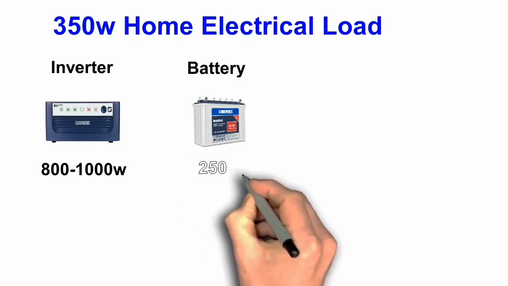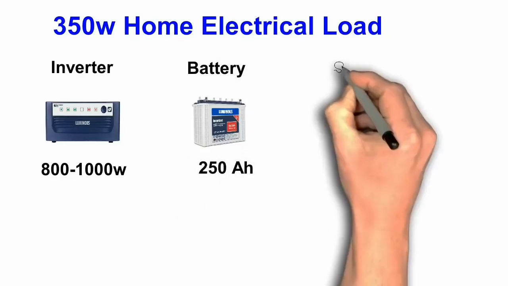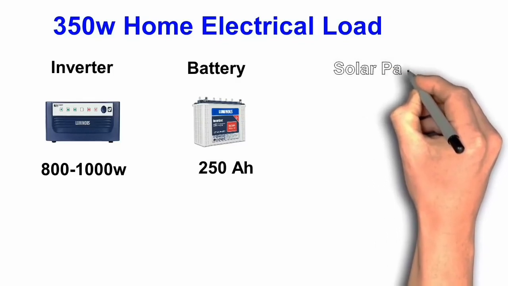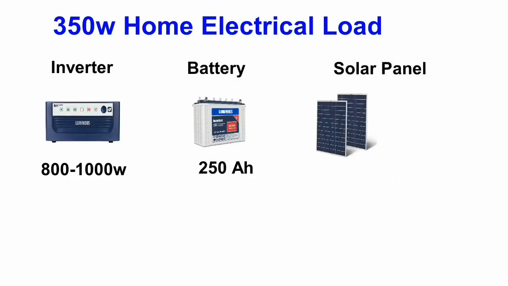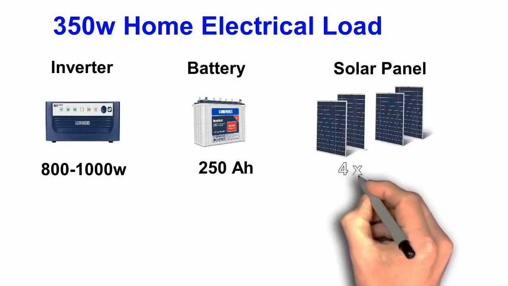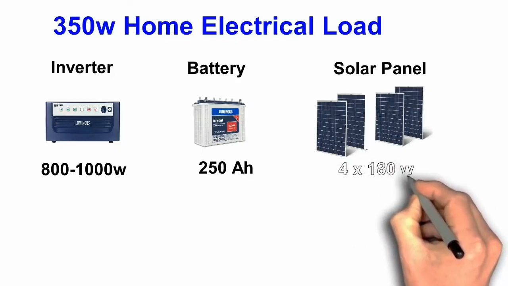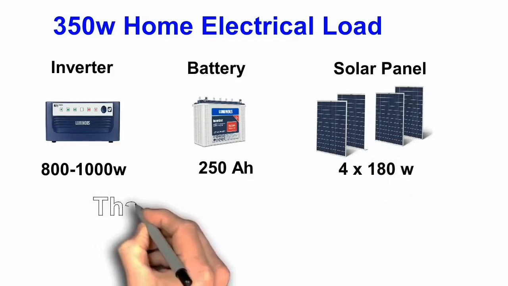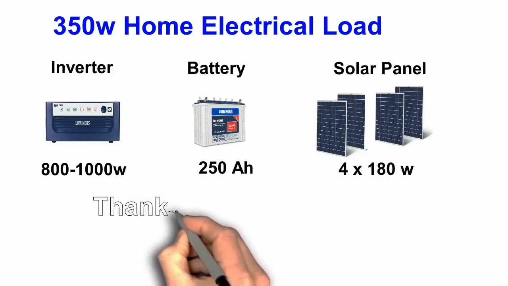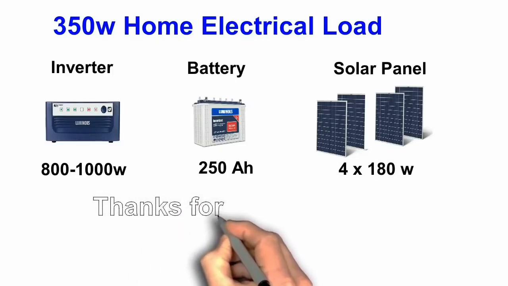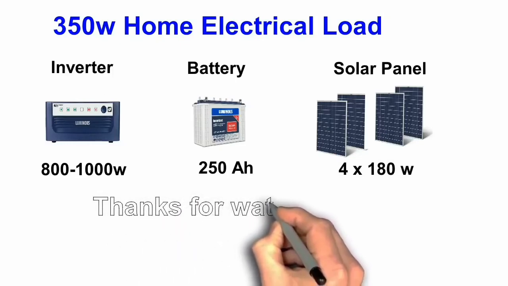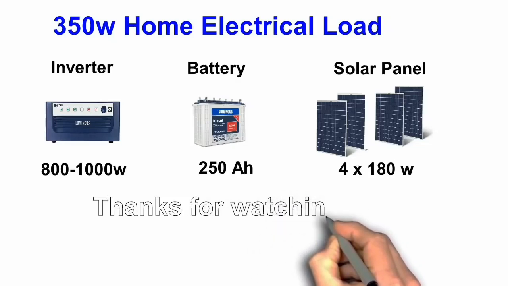We've looked at the case where we have an inverter ranging from 800 to 1000 watt, and we looked at how we could get the battery rating, and we have 250 ampere. For the solar panels, we have 4 times 180 watts, so we need 4 different panels of rating 180. Now with that, we'll be able to power up our system.